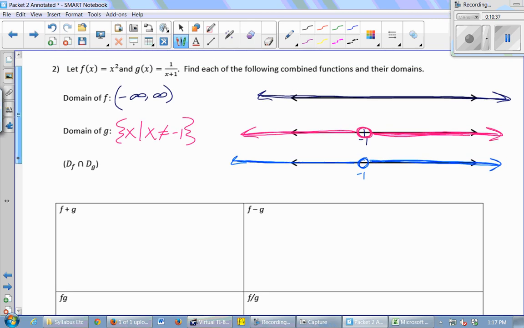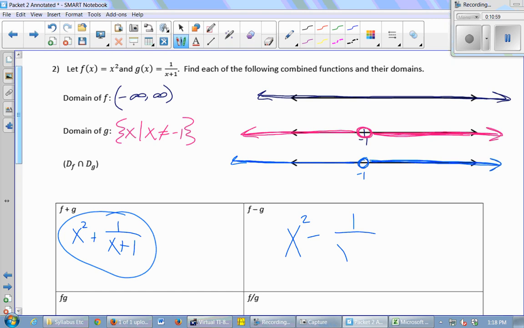All right, so if I want to do f plus g, that just means add f of x plus g of x. So that would be x squared plus 1 over x plus 1. And if I really wanted to, I could get a common denominator and add those things, but I don't want to. Just circle it and be done. F minus g, x squared minus 1 over x plus 1. Just replacing f and g with the formulas that I gave you.